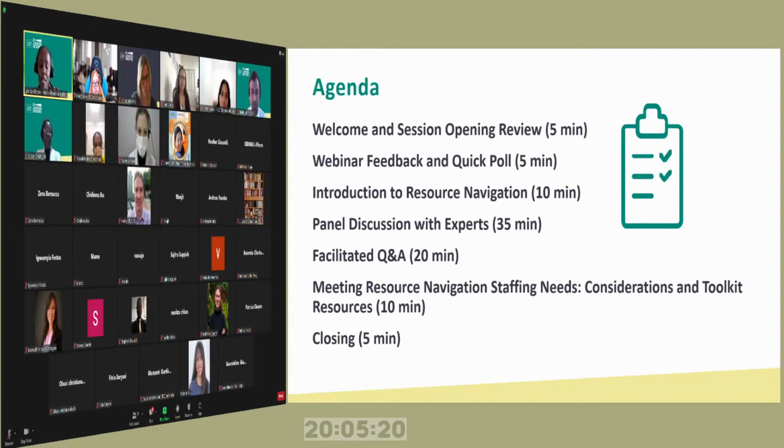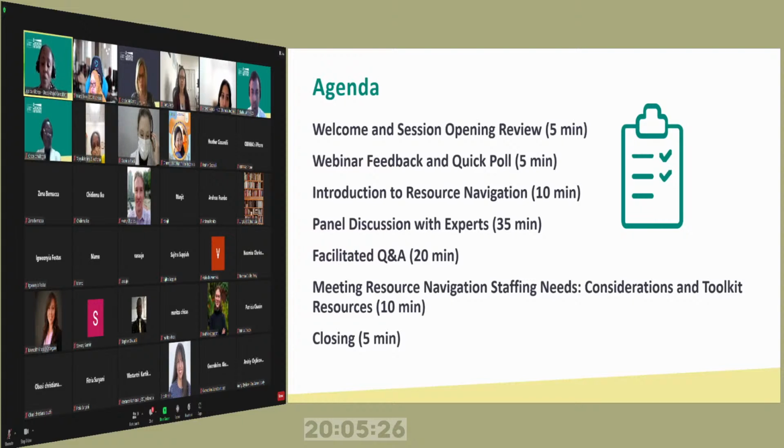So in today's session, please notice that because we are talking about resource navigation and staffing for navigators, there may be some topics that will sound similar to what you've had in the previous session, but use it as an opportunity to gain more clarity and to build a deeper understanding or to enrich your understanding.